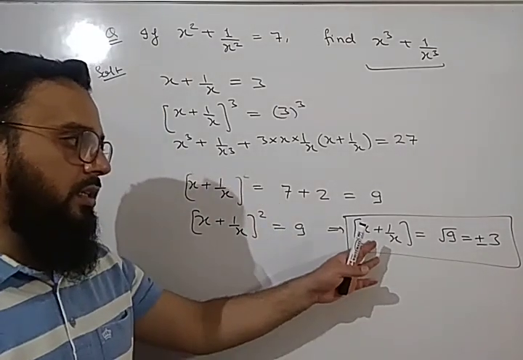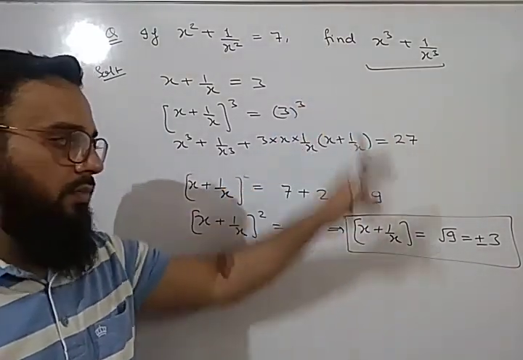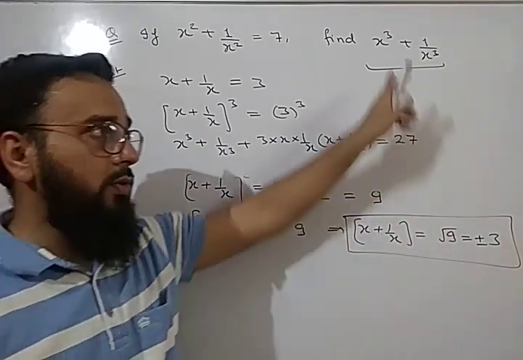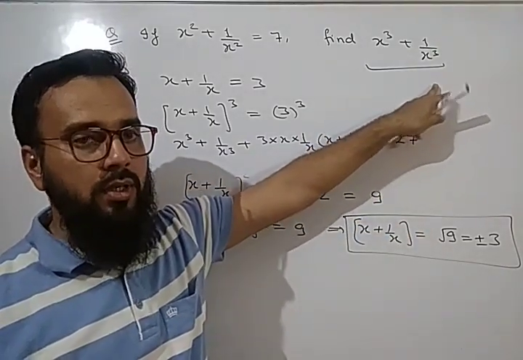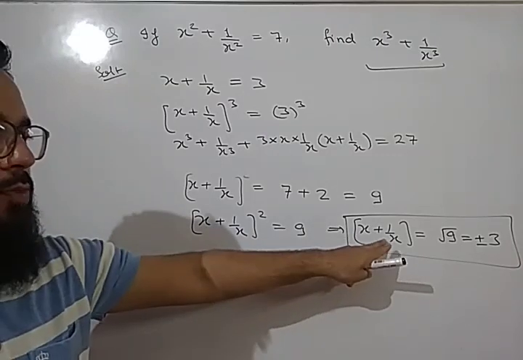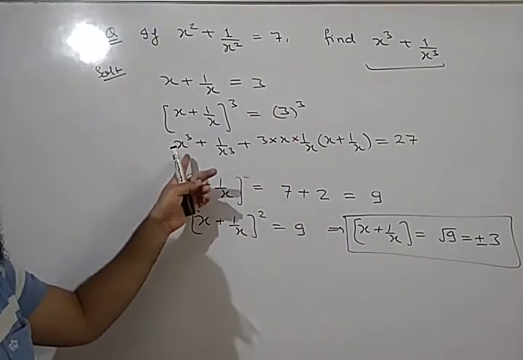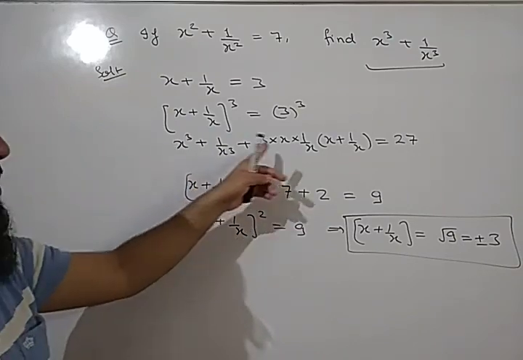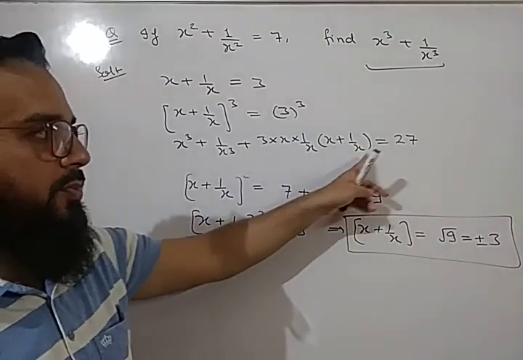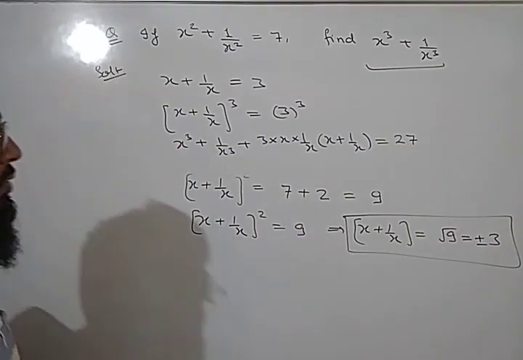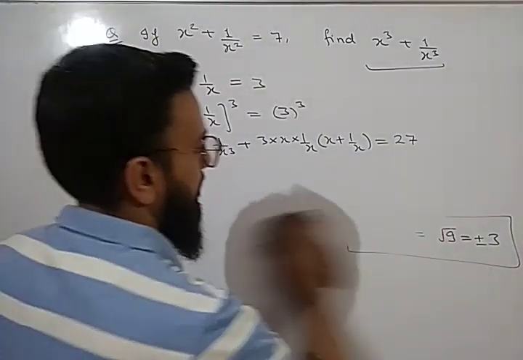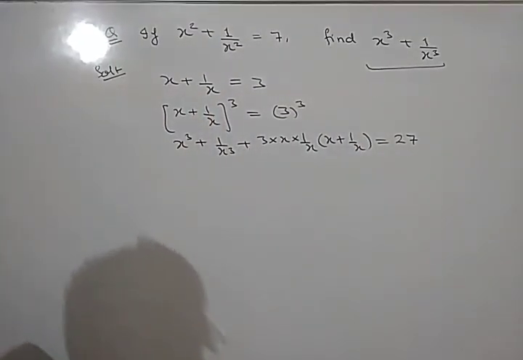This question we have already discussed just before this question. Whenever you are given x + 1/x and you have to find x cube + 1/x cube, and you have already found x + 1/x, then you will cube both sides and you will get x cube + 1/x cube + 3 · x · 1/x (x + 1/x). It will be equal to 27. Now we are going to put the value and we will get the answer.